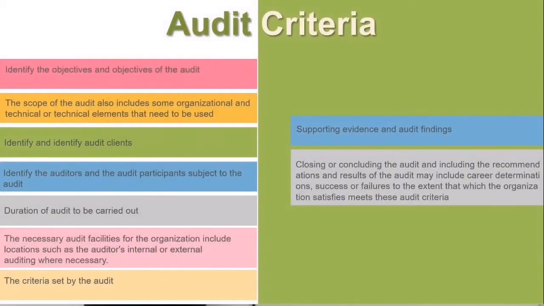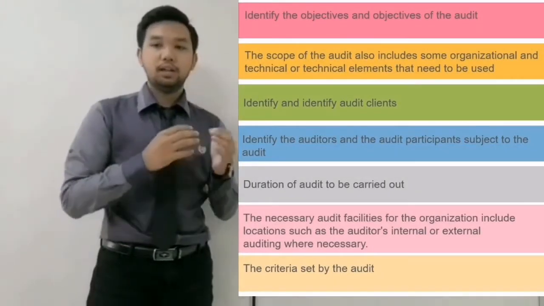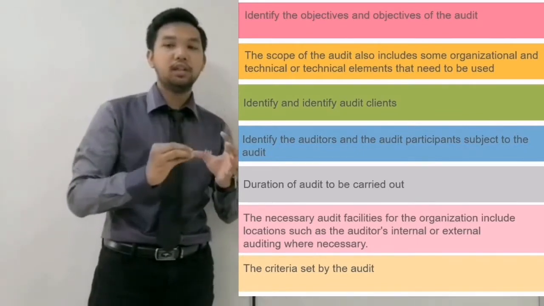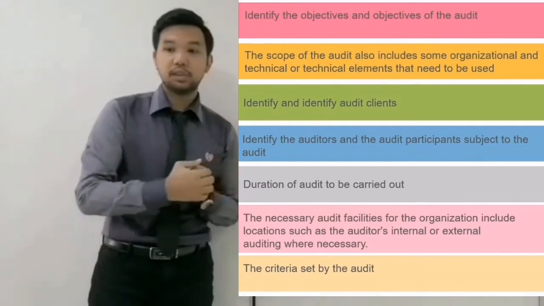First is to identify the objective. This is what the audit criteria contain. Identify the objective: there must be an objective from the audit criteria. The scope of the audit also includes some organizational and technical elements that can be used.